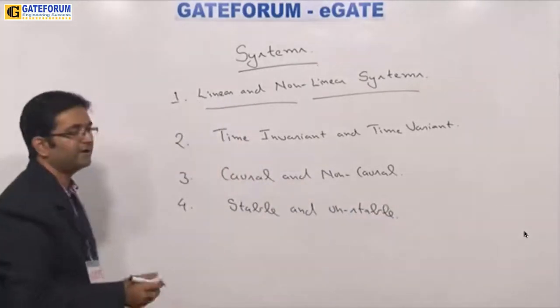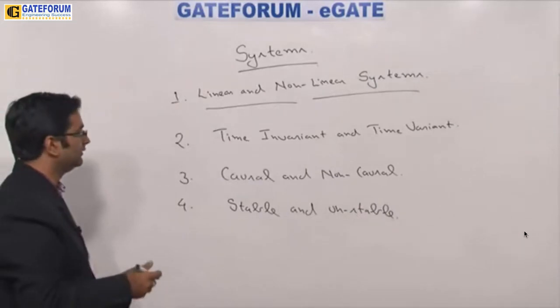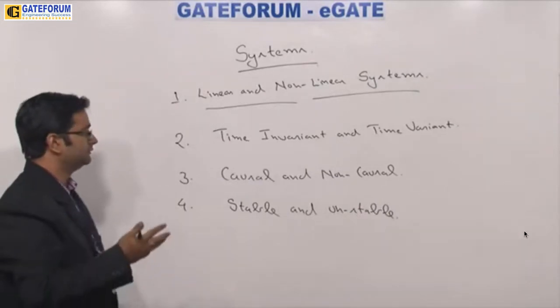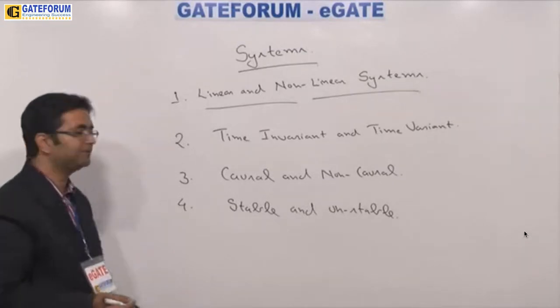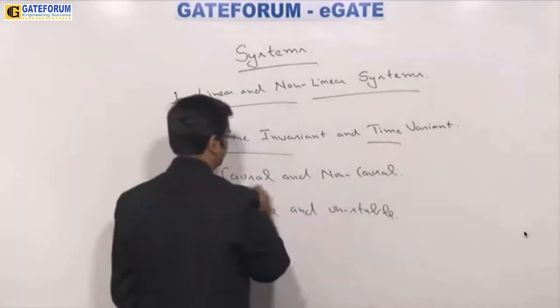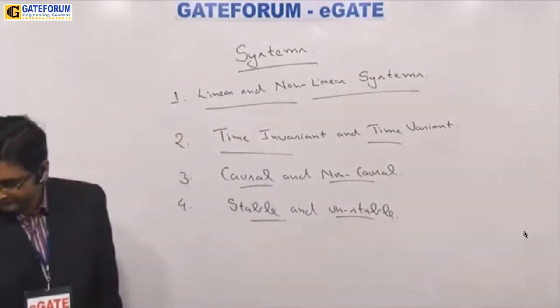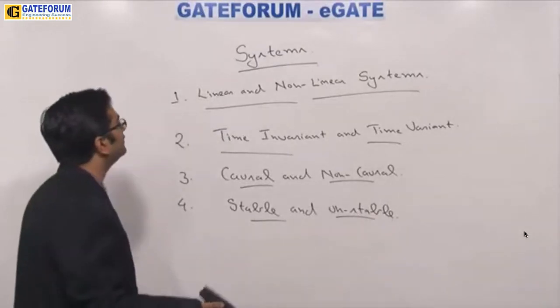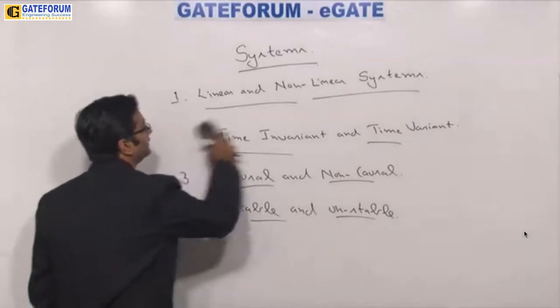Then afterwards there are static and dynamic systems, memory and memoryless systems, and many other different types of systems. Invertible and non-invertible systems, all these systems you will see. One by one we will take all these systems. So let us first see how to define the linear and non-linear systems.